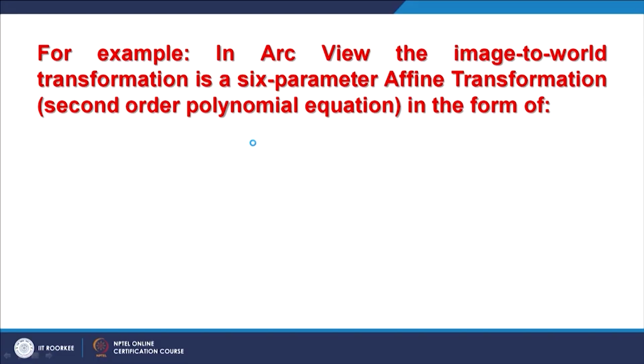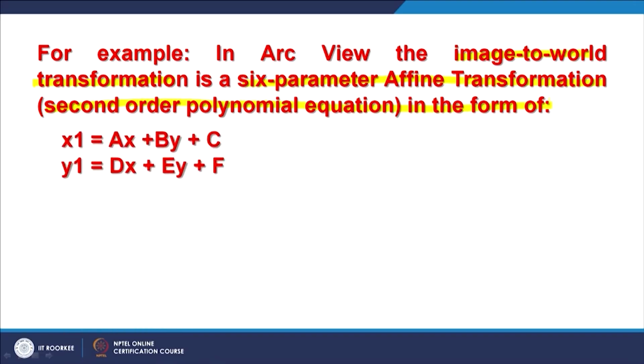If I take the example of ArcView and ArcGIS, the image-to-world transformation is a 6 parameter affine transformation, which is basically a second order polynomial equation in a very simple form. As you go higher in order, the polynomial equation becomes much more complicated. In the case of second order, it will transform a geometric coordinate system to a geographic coordinate system, and it will also allow us to rotate and change the scale. So, when these three things can be adjusted, then second order polynomial is good.